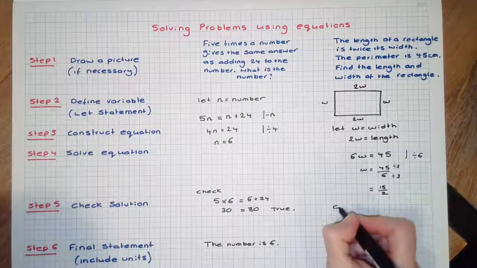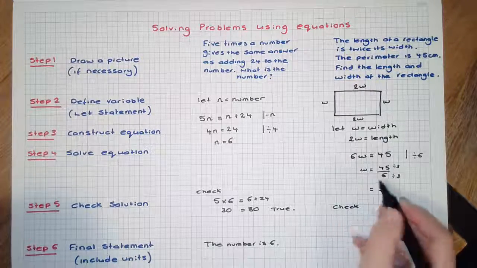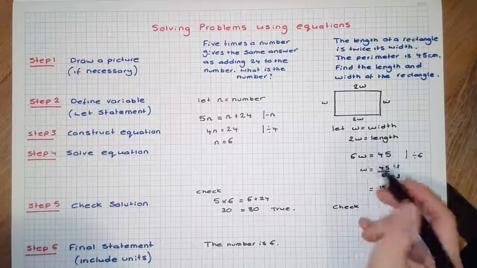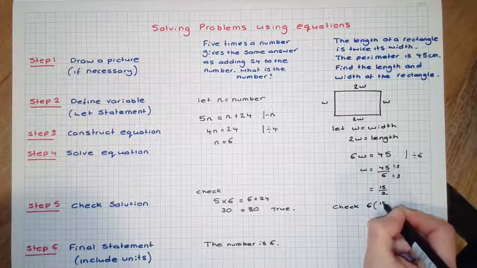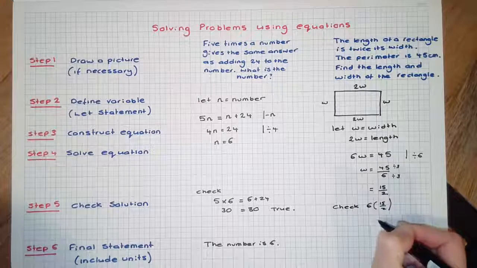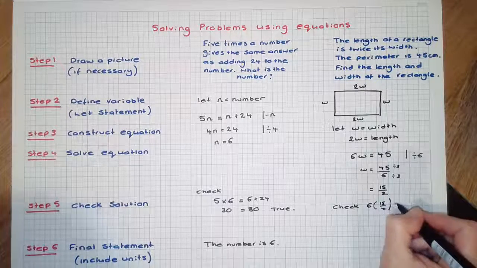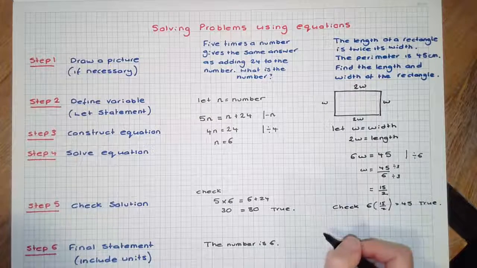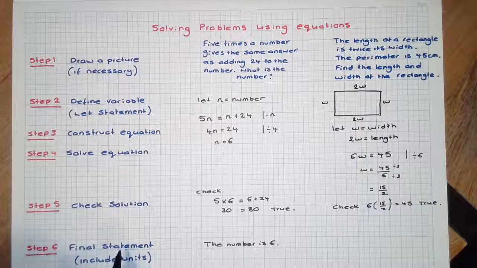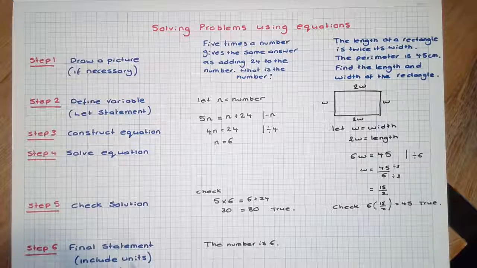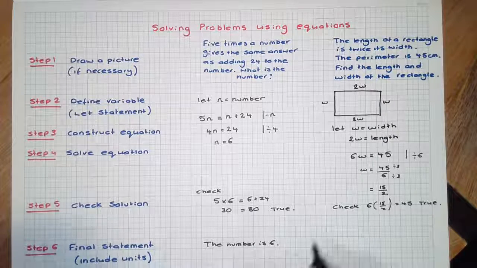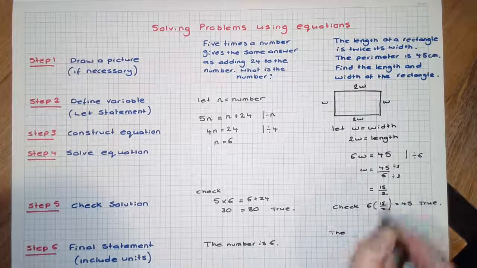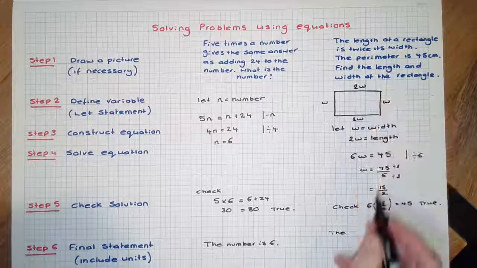Let's check our solution for step 5. Substituting it back into the equation, 6 times 15 over 2 actually does equal 45. So our solution is true. Step 6, writing the final statement and including any units. In this case, units are appropriate. We need to find both the width and the length.